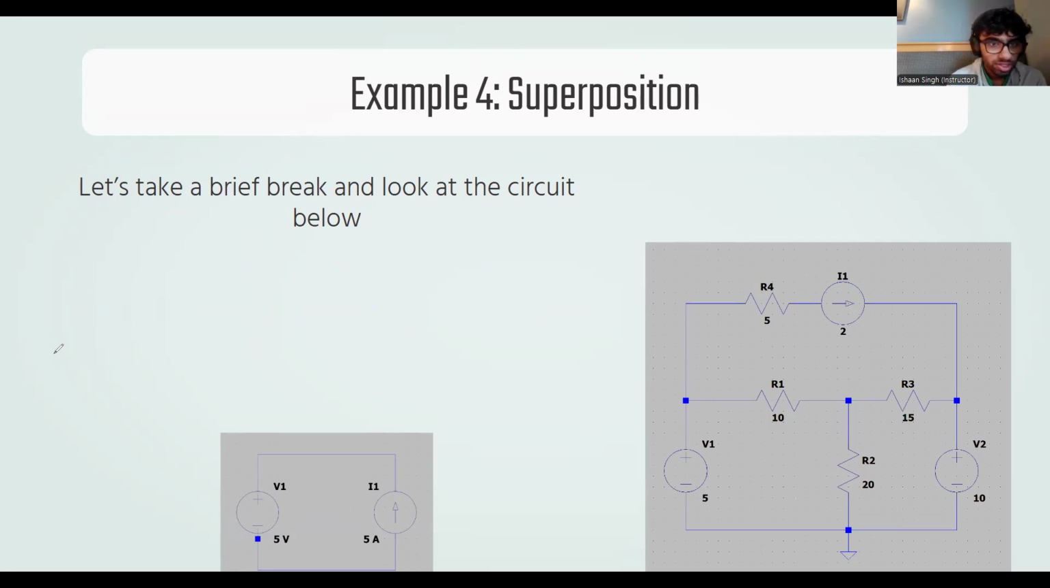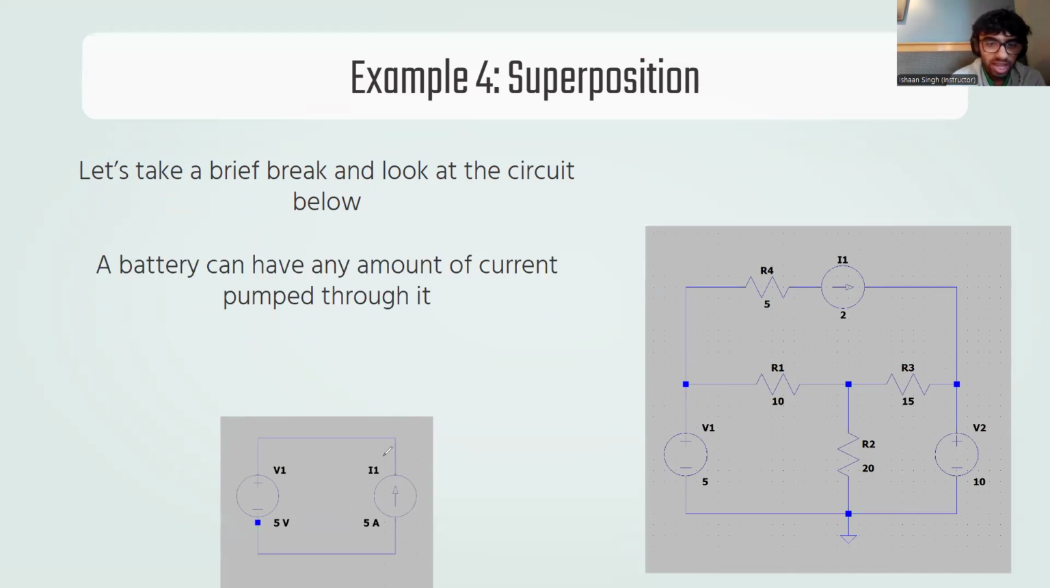But let's notice, first of all, that a battery can have any amount of current pumped through it. I can set that current source to 1,000 amps, and I can send 1,000 amps of current through the battery. That's fine. I'm going to be dissipating a lot of power. I'm going to start a fire probably, but I can do that.